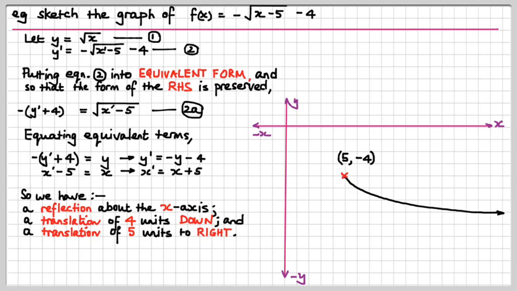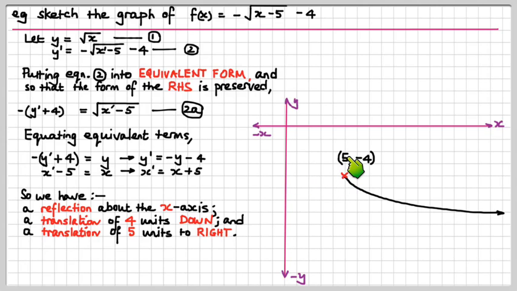Oh no, there's no intercepts, are there? There's none. So does this make sense? Reflection about the x-axis. The original function was going up here, like this. So you reflect that about the x-axis, which brings it down here. Then we're moving it 4 units down and 5 units to the right, which gets us that.